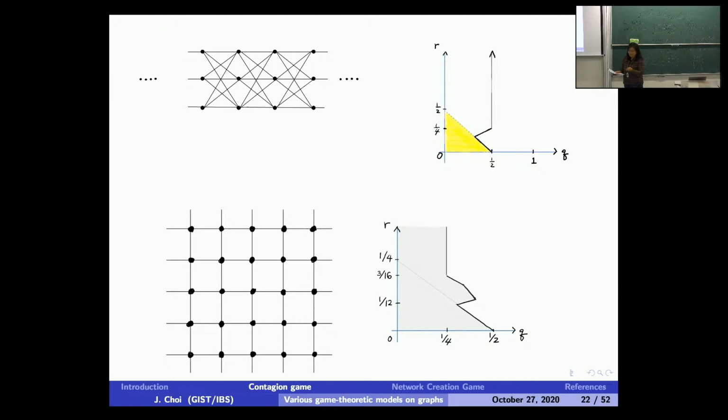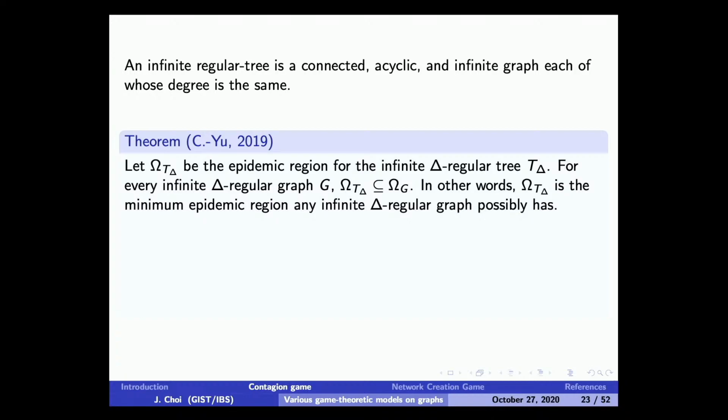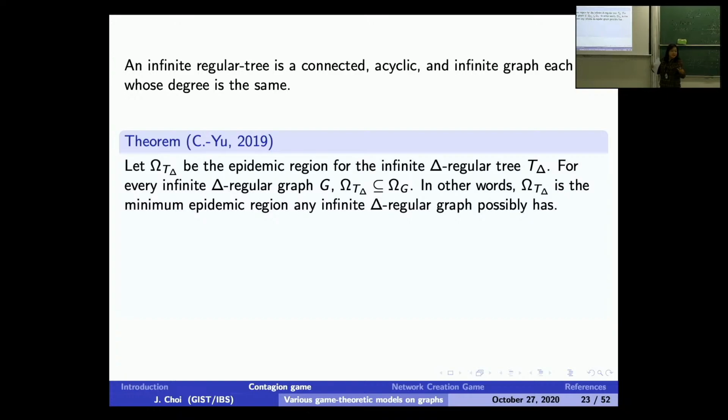Okay. So now let me quickly mention what we did toward this topic. An infinite regular tree is a connected, acyclic and infinite graph, each of whose vertices has the same degree. Just the same, just no cycle. Regular infinite is the definition. In this case, if T delta is an infinite delta regular tree, then the epidemic region for this region is always contained in any other delta regular epidemic region. So in some sense, this is a universal minimum region. In other words, if you have this infinite tree structure, then it makes it the most difficult to spread. So you have to avoid any kind of this infinite tree structure.